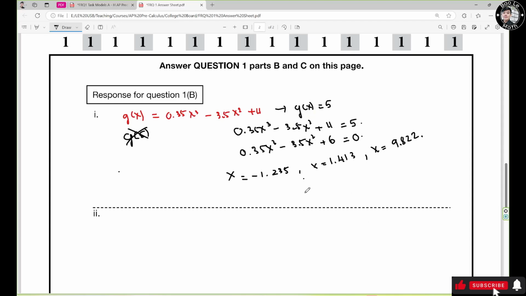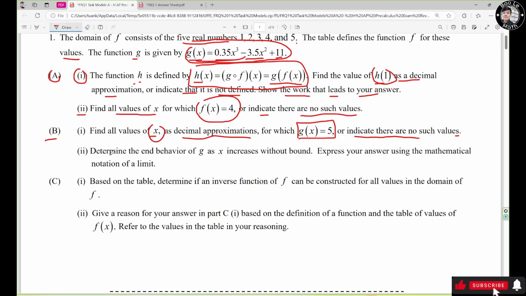Now even though you're allowed to use calculator, you must at least show your work like this to earn full credit. Now question B2, determine the end behavior of the function g as s increases without bound. Alright, express your answer using the mathematical notation of limit, right? Keep in mind, you need to read the question carefully and follow instruction, alright? They ask you to use the notation of the limit to write the end behavior.